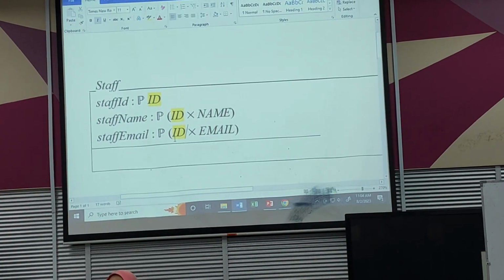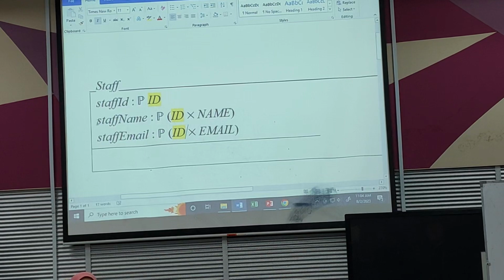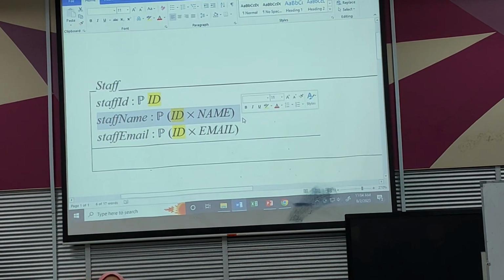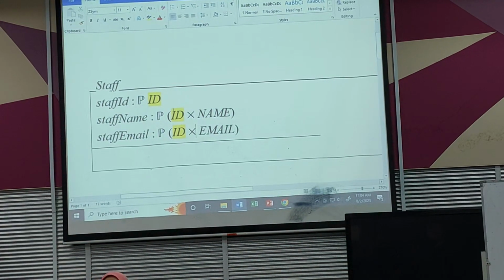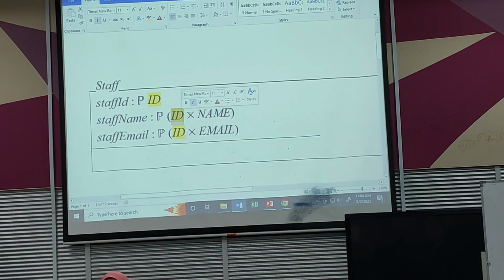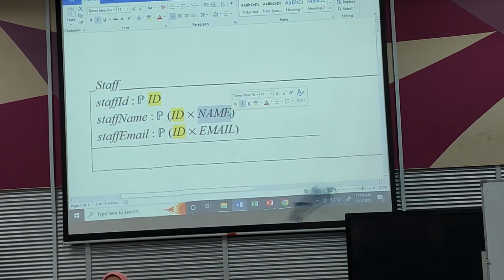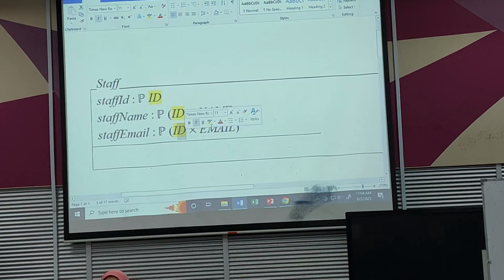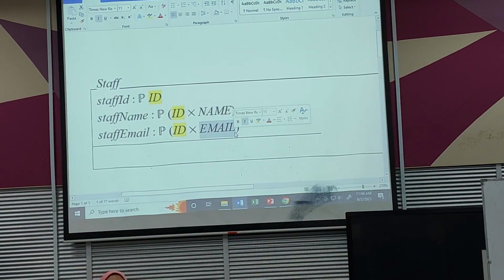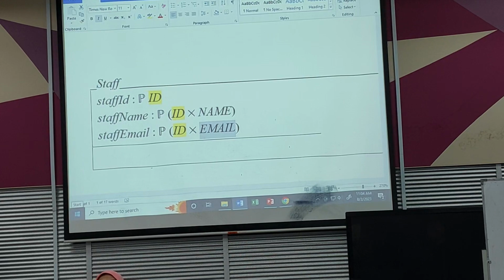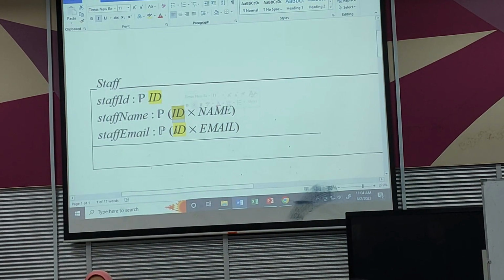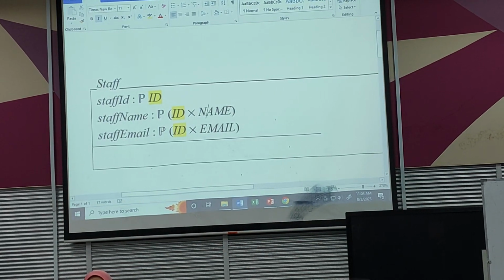So if you have a record like this or a declaration like this, Cartesian product, this is the first coordinate, this is the second coordinate. First component, second component, doesn't matter. You want to use the word coordinate or component, doesn't matter. So first component, second component. When you have the first component, just now you learned about domain, right?